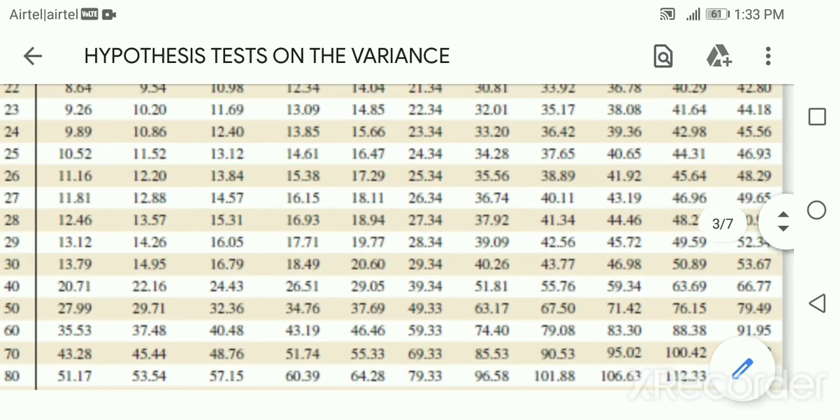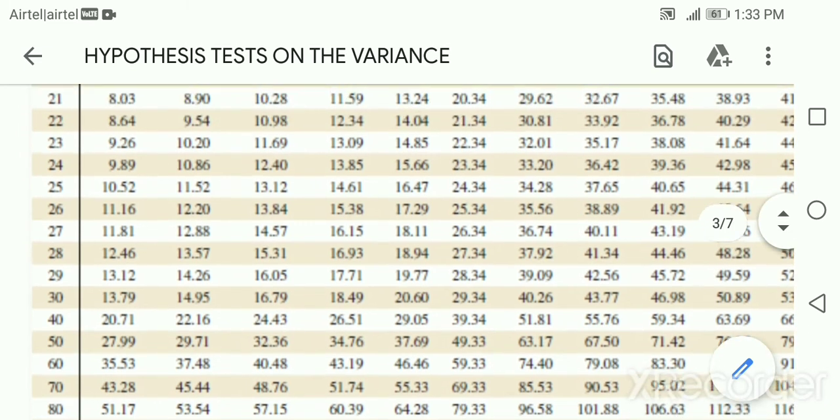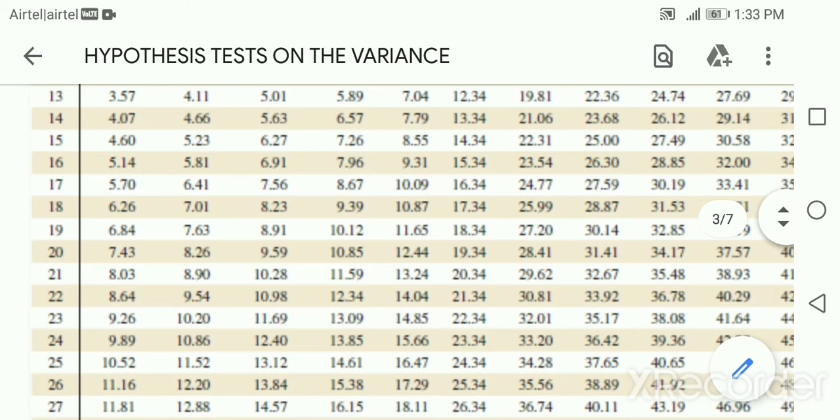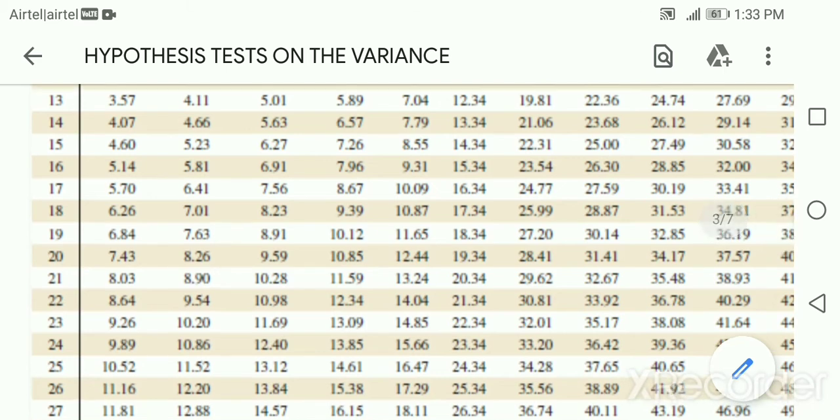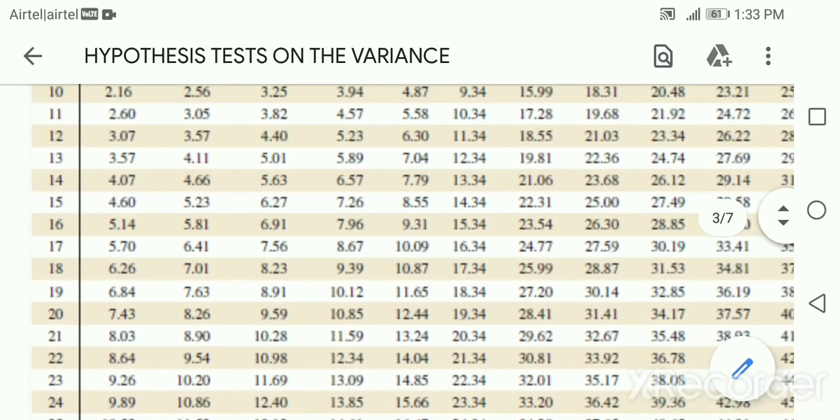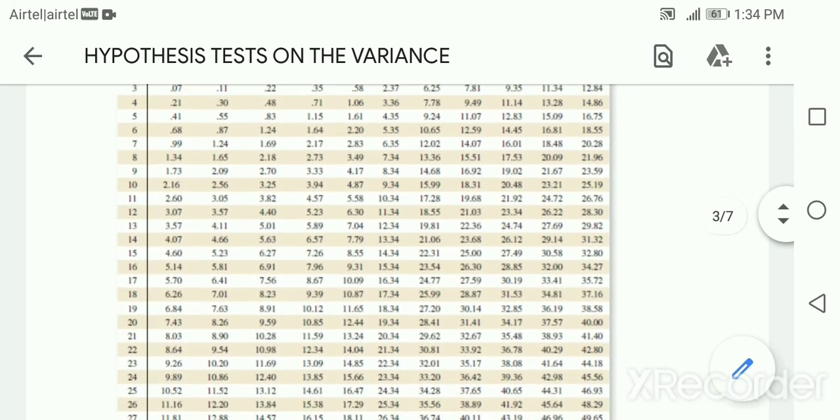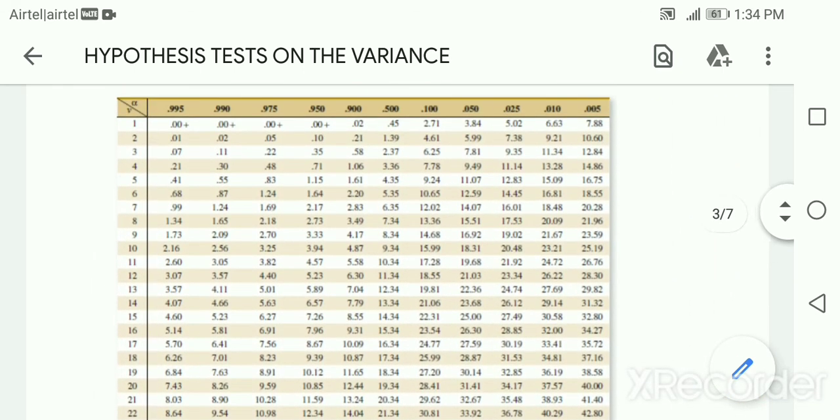For 19 degrees of freedom, actually n minus 1, the degrees of freedom is 19. For 19 degrees of freedom, with alpha 0.05, the value is 30.14.